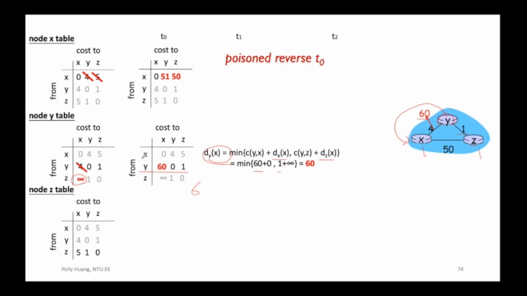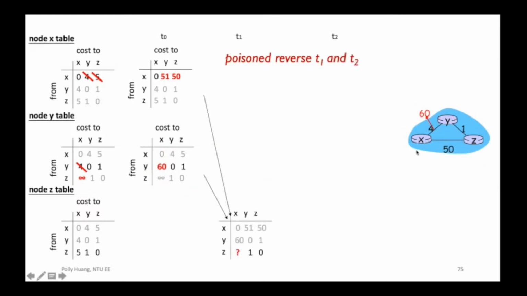From the table, Dxx is 0 and Dzx is infinite. Comparing the two, 60 is better. Therefore the shortest distance from Y to X is now the direct link XY. Then at the next point in time, T1, Z is going to receive the distance vector from X and Y, and this time Dyx is 60.